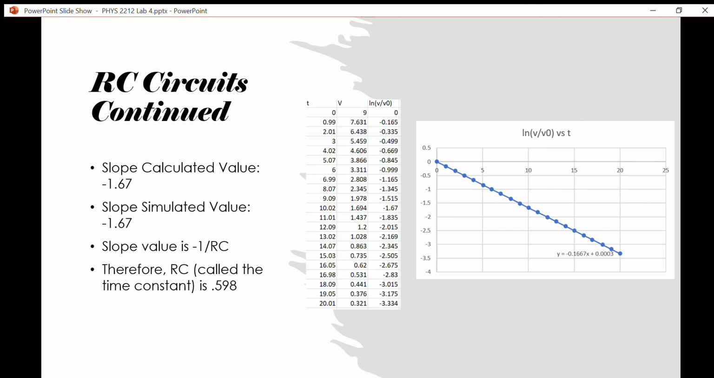And so I used that data. I used the data of discharging a 30 ohm resistor along with a capacitor to calculate the time constant using the equation I showed in the very beginning. And the slope was calculated to be negative 1.67, and so that value is equal to negative 1 over RC, and RC is the time constant, so that calculation just results in RC being 0.598.